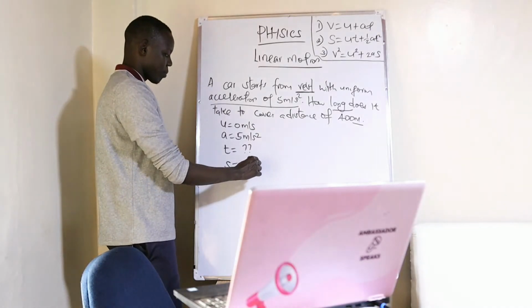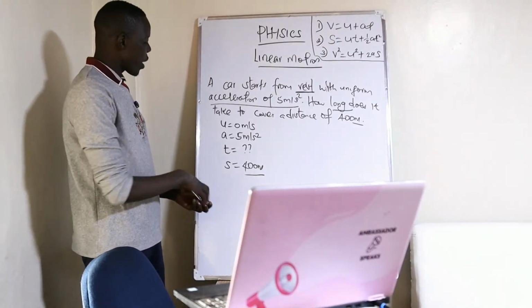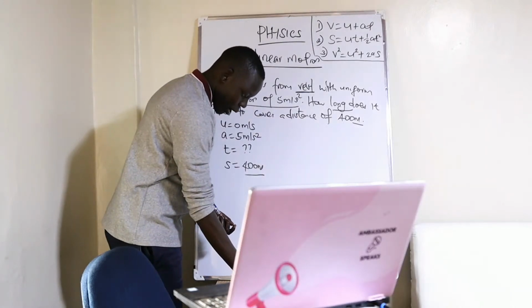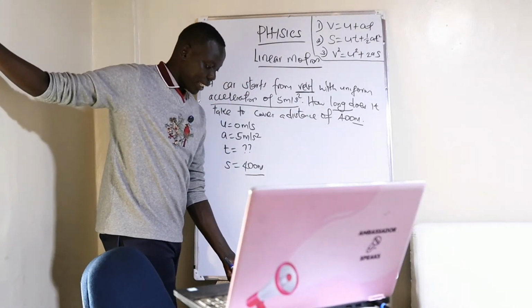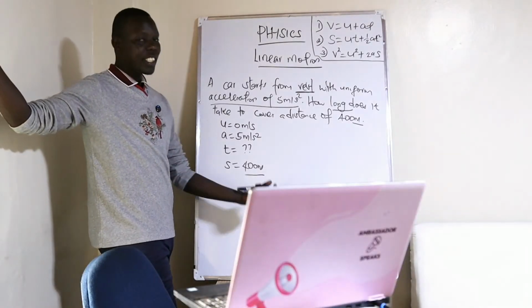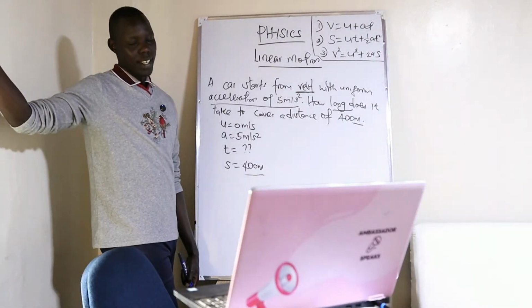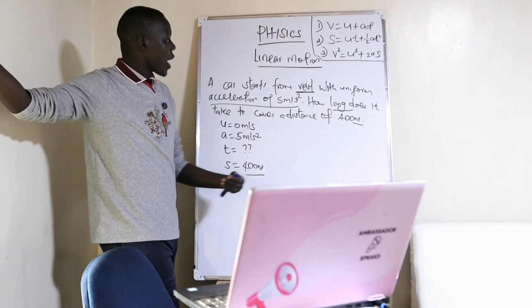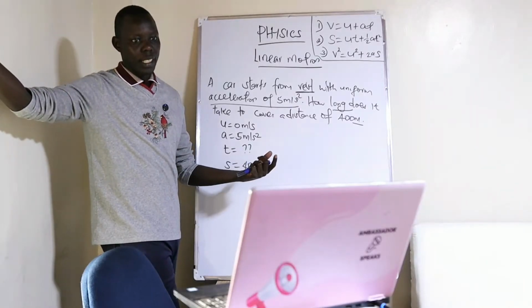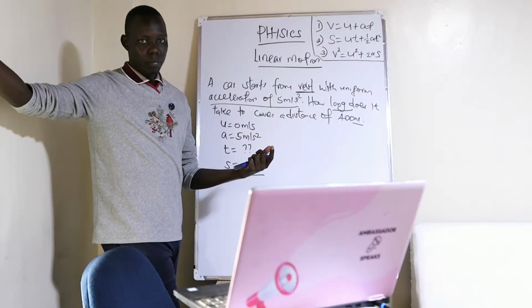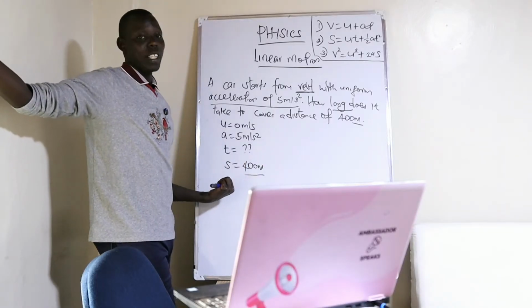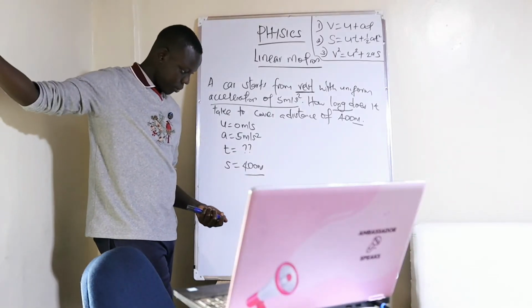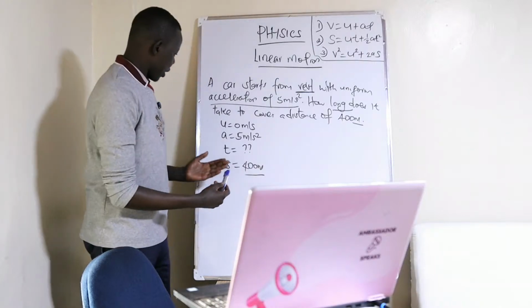400 meters. I know somebody is asking, we know s is for displacement. Yes, at the beginning of the topic yesterday, we said that distance and displacement are two different things. But now, where we are, distance and displacement are both covered by s.